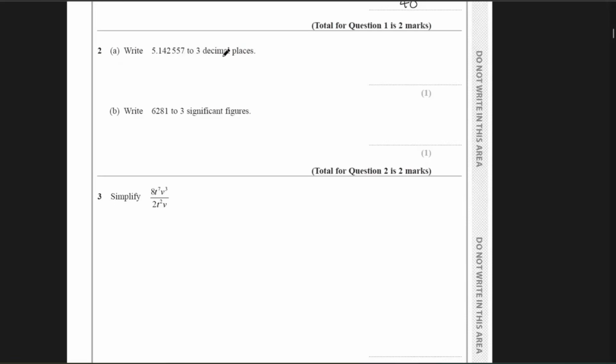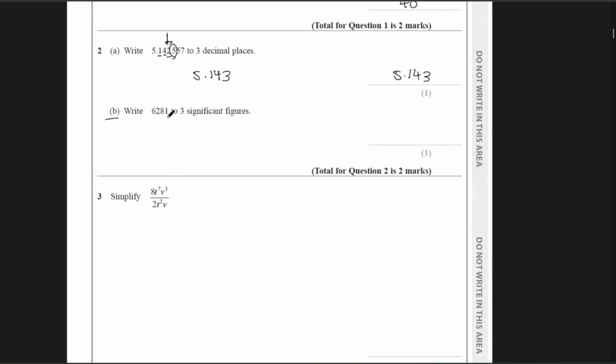5.142557 to 3 decimal places. So we need to count from the decimal point. So 1 is the first decimal place, 4 second, 2 third, and we only need to write up until this point. So when we round it to 3 decimal places, we need to look at the next decimal place. Here it's 5. If it's greater than or equal to 5, we need to round the third decimal place up. So the number becomes 5.143 to 3 decimal places. The answer is 5.143.